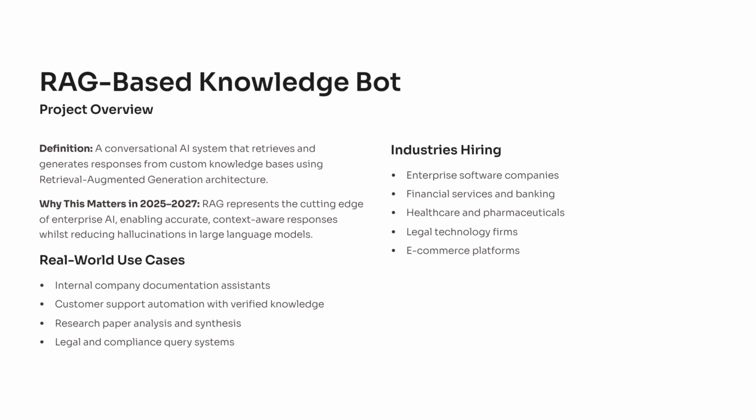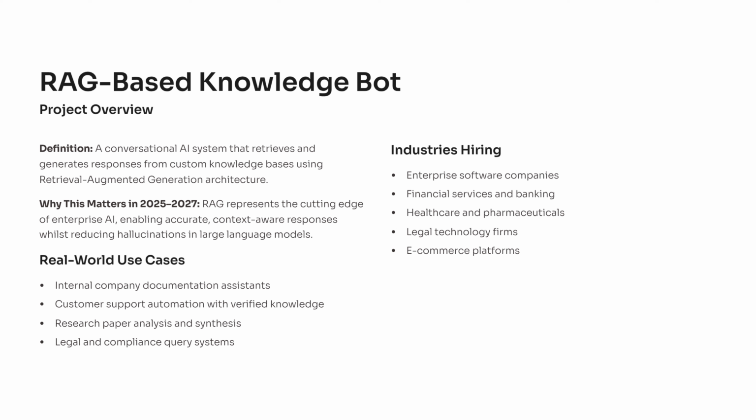The moment you step into the world of a RAG-based knowledge bot, you enter a space where retrieval and generation work together to solve one of the biggest problems in AI, hallucinations. This project shows companies that you can build systems that don't guess, but check facts before answering.